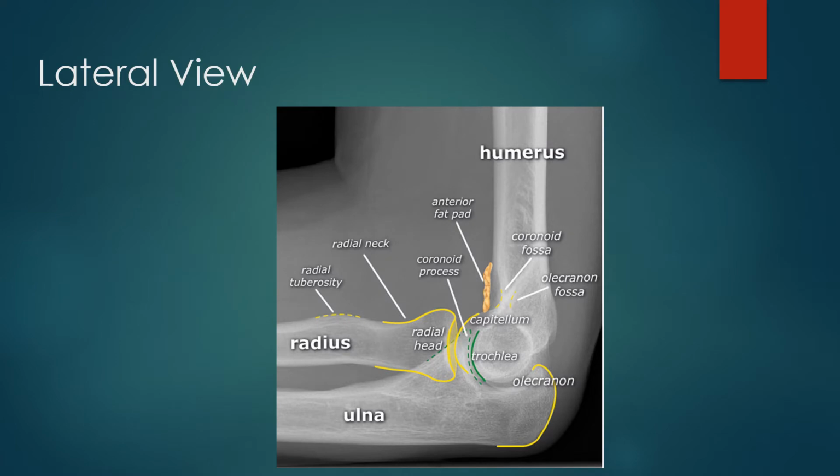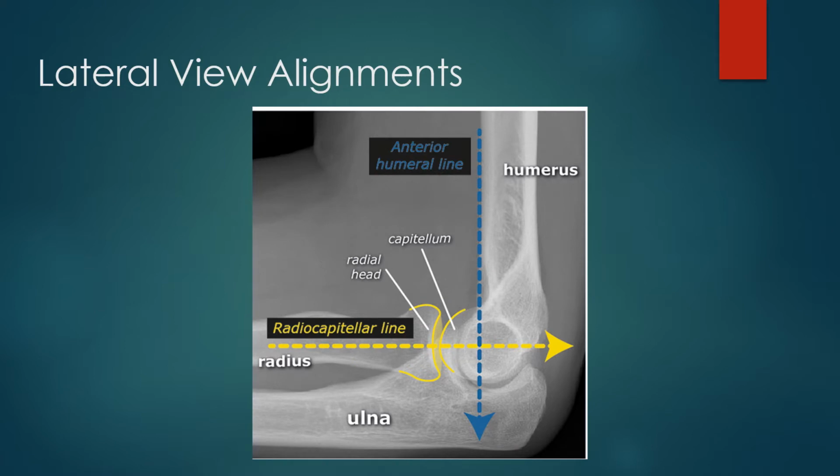Other structures that are helpful to examine on a lateral elbow x-ray include the radial or biceps tuberosity and the anterior fat pad. So we'll talk later in more detail about the anterior fat pad and some of its implications on a lateral x-ray. So there are two radiographic lines that we're going to investigate further to help us analyze a lateral elbow x-ray.